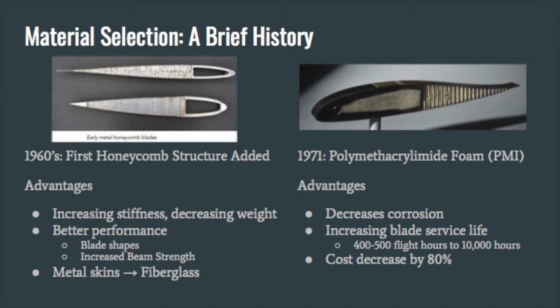Metal skins were replaced with fiberglass skins with a foam or honeycomb core. Then, in 1971, PMI foam began to be utilized as the foam core with the purpose of decreasing corrosion and increasing the blade service life. With a foam core instead of a metal blade, life increases from 400 to 500 flight hours. More specifically for tail rotor blades, the cost decreases by 80% with honeycomb blades due to fewer curing and bonding steps.